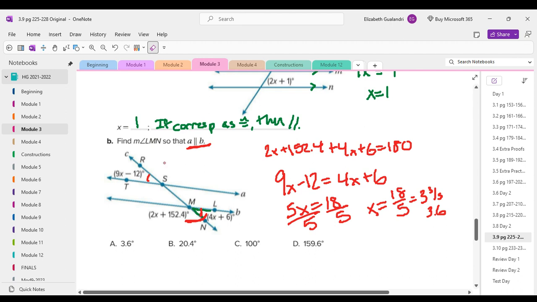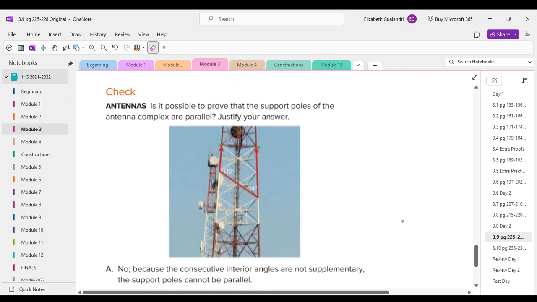So we would get that x value, and we want to find the measure of angle LMN. So I'm going to do 4 times that 3.6 plus, just making sure I'm doing this right, plus the 6. Let's see if I can do some mental math here. I'm going to get 12 plus 2.4, so 14.4 plus 6. I'm going to get 20.4 for an answer there for those degrees. Okay, so that's what we have there.